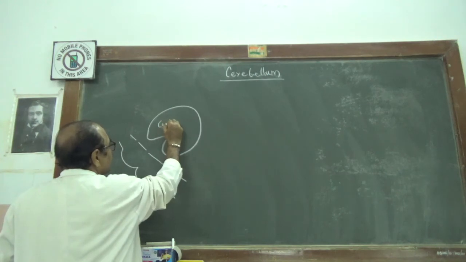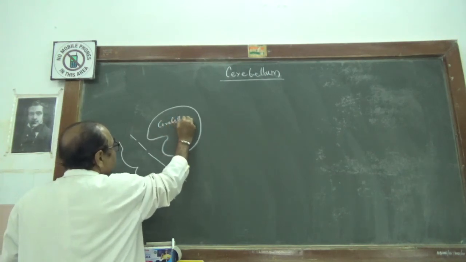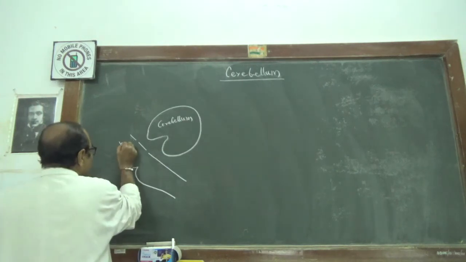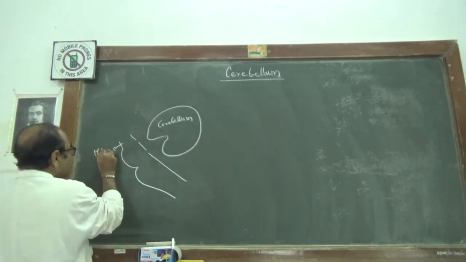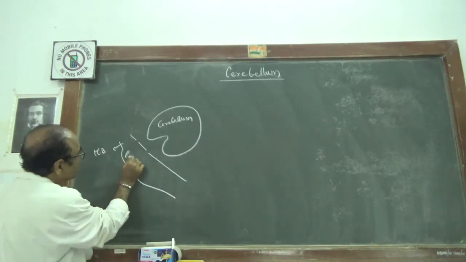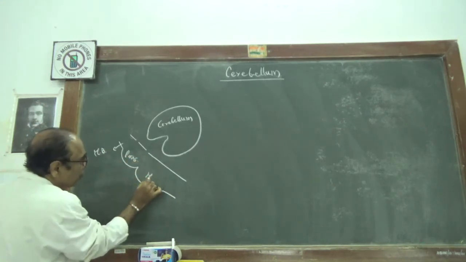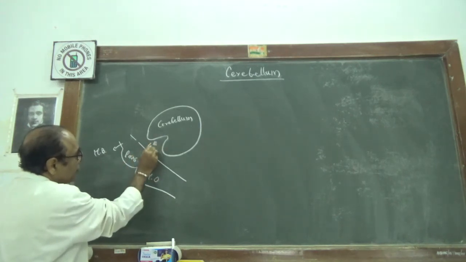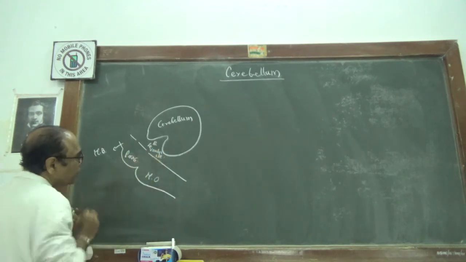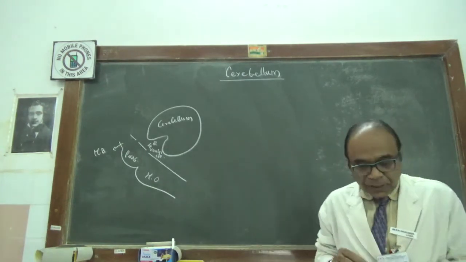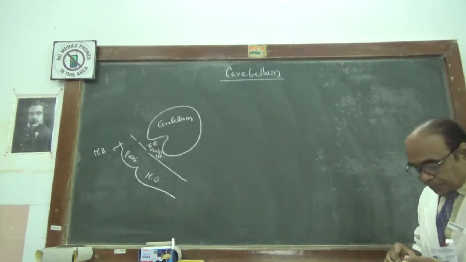This is the cerebellum. So this is what you should know. So this is the membrane. This is the pons. This is the medulla oblongata. This one is the fourth ventricle. So now you have to have that of the cerebellum.